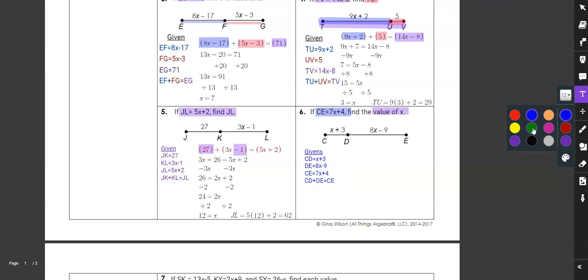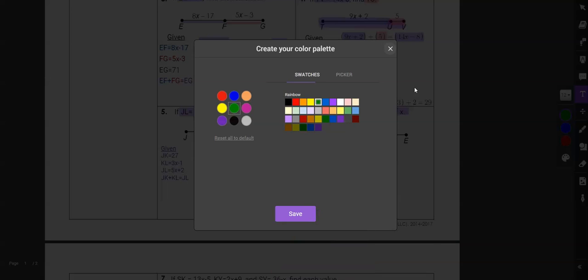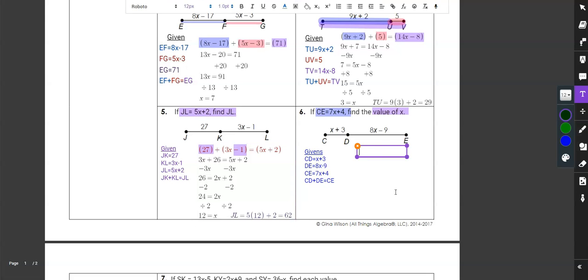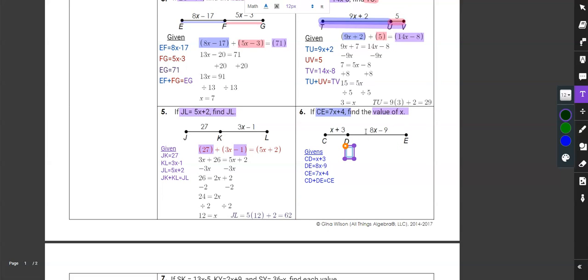And then we're going to move right along and do the equation. So let's get that done. Don't forget, when we are substituting, we should be using parentheses. I'm using my formula tool again. So I have (x plus 3) plus (8x minus 9), and that's going to be equal to (7x plus 4). And we'll close those parentheses. Scoot everything over just a bit.